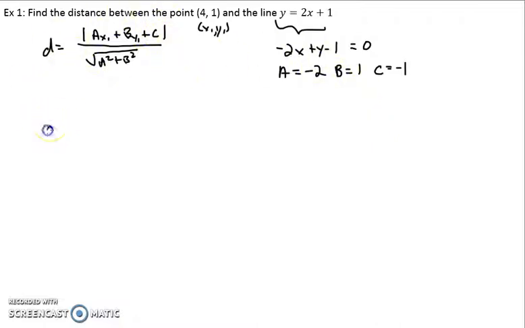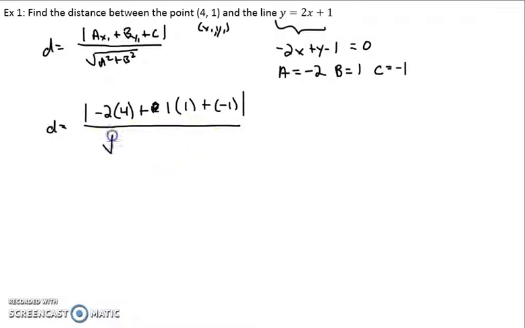So what we need to do now is just throw everything into our equation here. So we're going to say the absolute value of negative 2 times 4 plus 1 times 1 plus a negative 1, so the absolute value of all of that stuff divided by the square root of negative 2 squared plus 1 squared. If we work that out, we're going to get approximately 3.58. So whatever our units would be, we're 3.58 units from this point to this line.